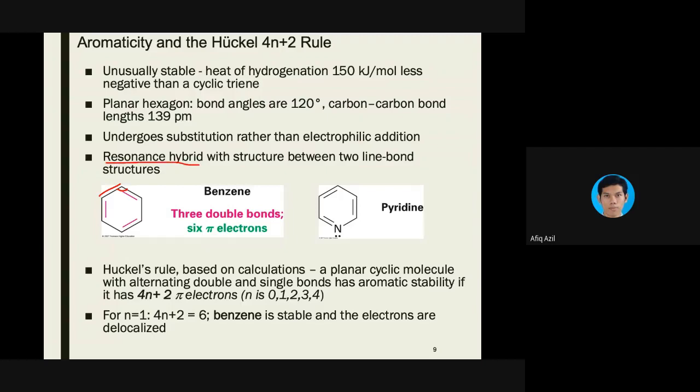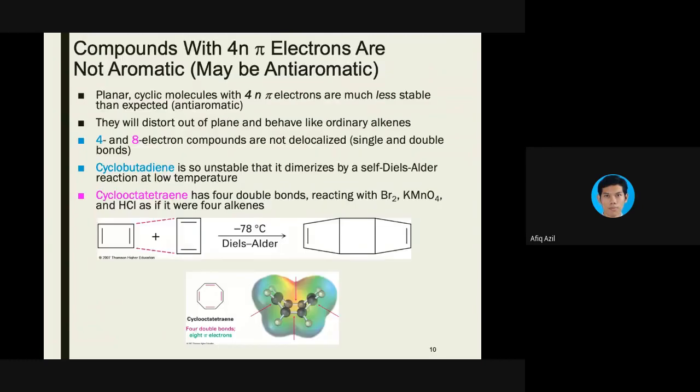Okay, a resonance hybrid between two line-bond structures, which you have learned previously. So this provides extra stability to the whole structure. Okay, compounds with 4n pi electrons are not aromatic. In fact, they can be anti-aromatic. What does it mean? You can also have other compounds that are planar, cyclic, and also conjugated like this. You have double bond, single bond, double bond. But then again, it does not fulfill Huckel's rule of 4n plus 2.